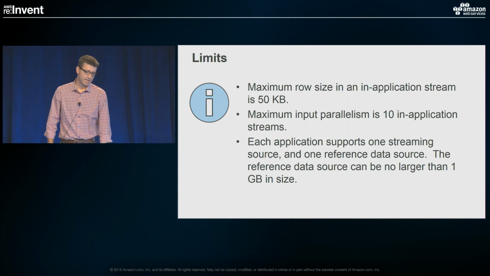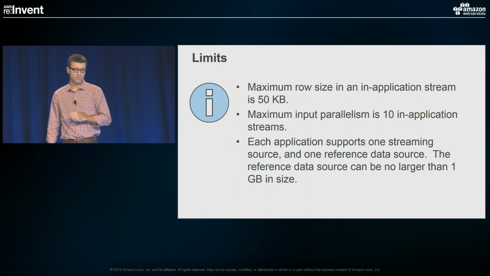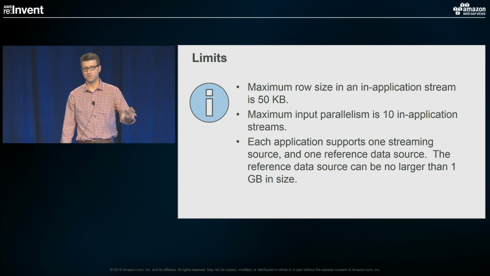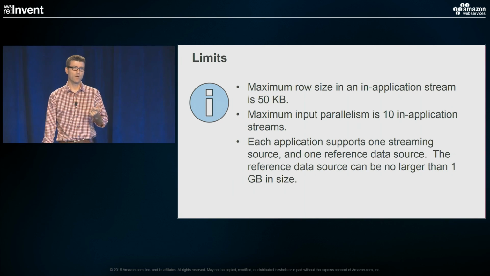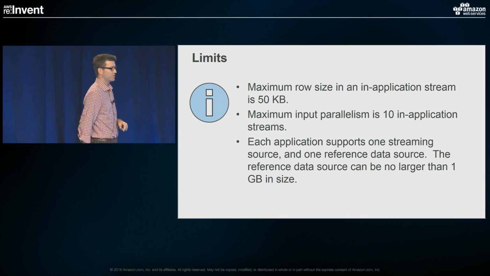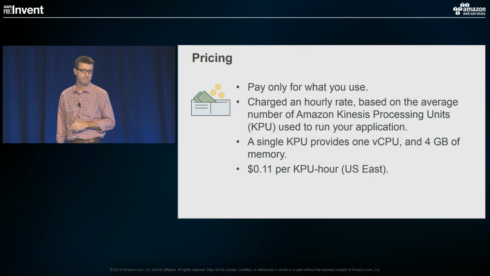And then we talked about this as well, but each application can support one streaming source and one reference data source. So you can connect to either Kinesis Stream or Kinesis Firehose, and you can use some reference data from S3 in your application. The last point here too, your reference data can't be larger than 1 gig. 1 gig is the max size.